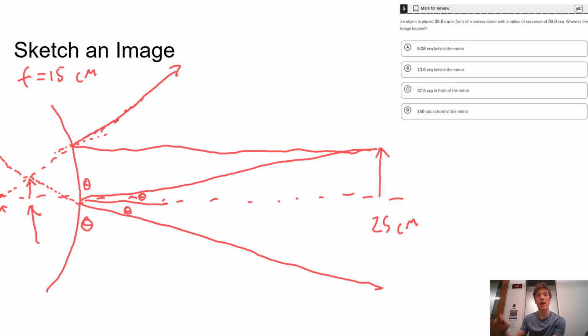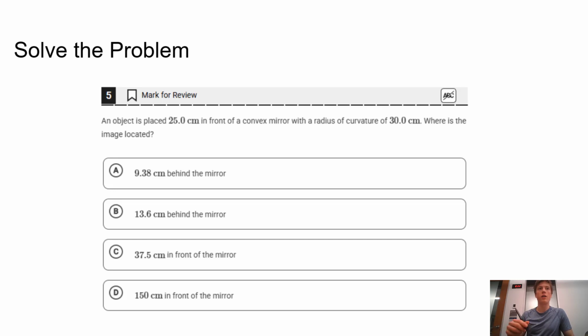So from that, we can say these two answers are wrong, because those both say in front of the mirror, and we now know it's going to be a virtual image, a fake image, but it's going to be behind the mirror. So we can break it down: it's either A or B now. Let's finish this up and solve the problem.